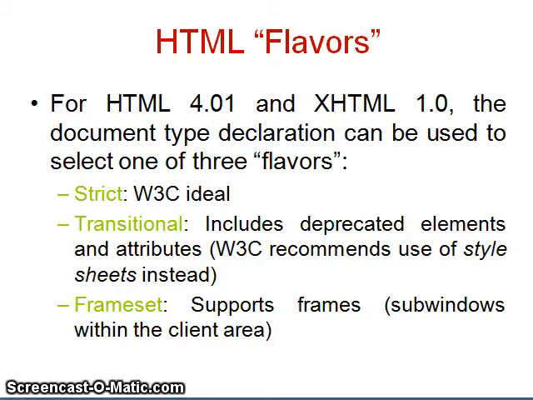We have various flavors of HTML. For HTML 4.01 and XHTML 1.0, the document type declaration can be used to select one of three flavors. The three flavors are strict, transitional, and frameset. The strict one is ideal in the case of the W3 consortium. The transitional one includes deprecated elements and attributes, so the W3C recommends the use of style sheets instead of using transitional. The frameset supports frames. Frames means we have multiple windows within the client area, and in each window we can display various pages.